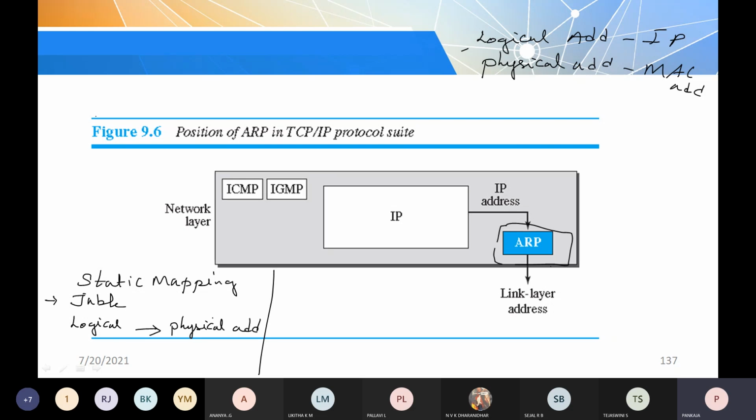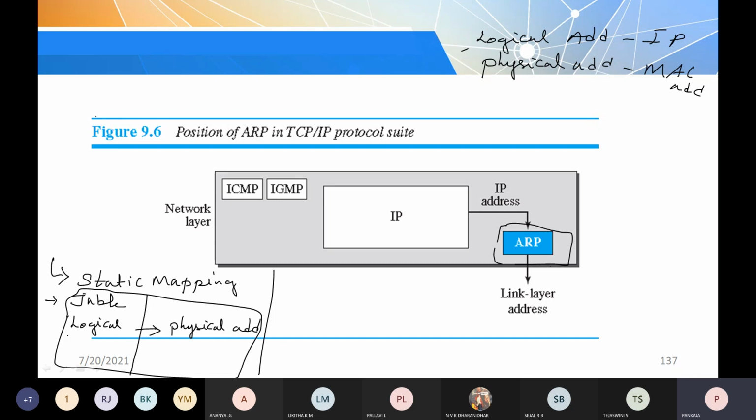Okay, it is going to be static. It is not going to change. In case a particular device makes a change in its network interface card, if that information is not updated in this table, then the data may not be delivered correctly. So that problem occurs in static mapping. Even though it is easy, you just maintain a table of physical and IP addresses.